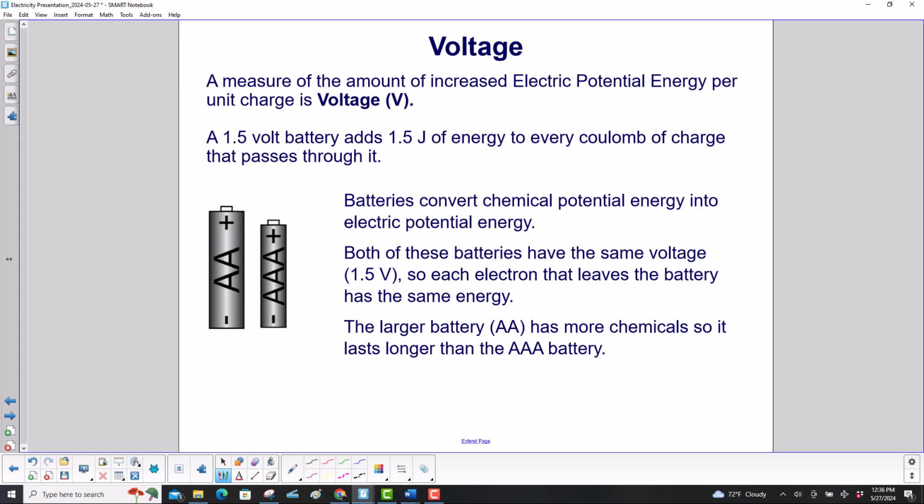Batteries convert chemical potential energy into electric potential energy. Both of these batteries have the same voltage, 1.5 volts, so each electron that leaves the battery has the same energy. The larger battery, that is the AA battery, has more chemicals, so it lasts longer than the AAA battery.